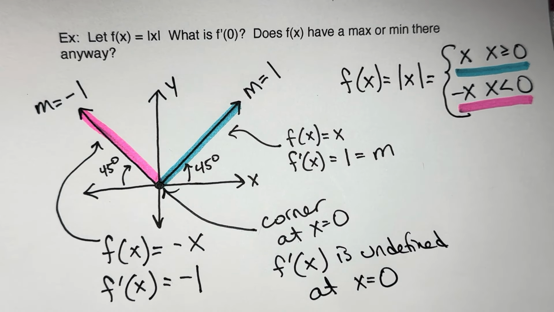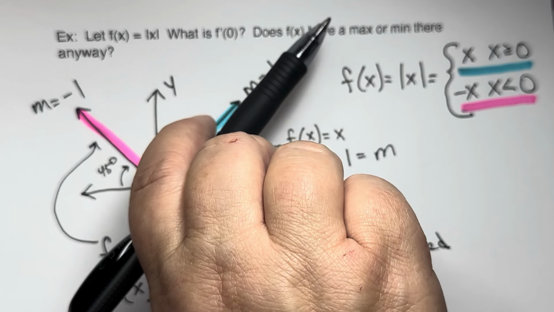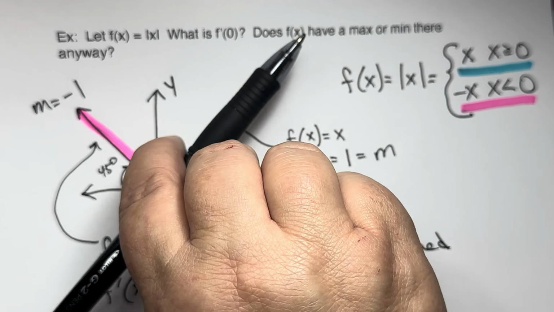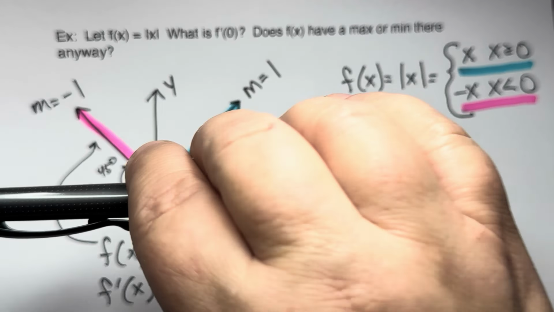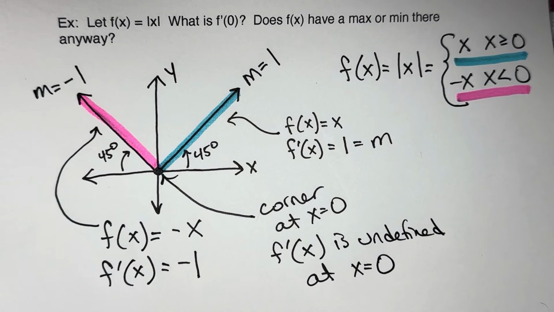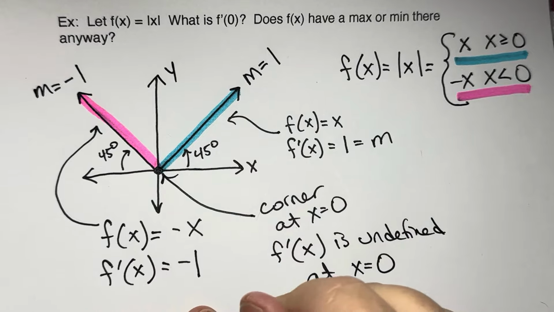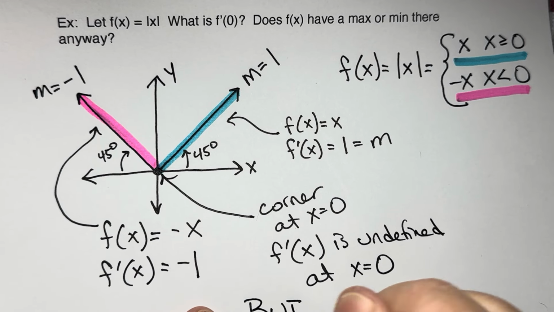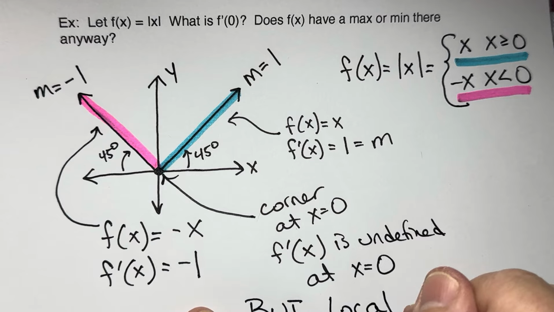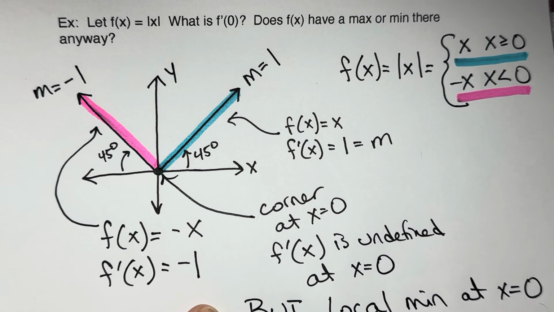Although a lot of people say, well, it would make sense if it were 0. And I've always thought it should be 0, but we don't include corners because there's such a sudden switch from slope equals 1 to slope equals -1, completely different values. So this is interesting, though, because there is a local min at x equals 0.